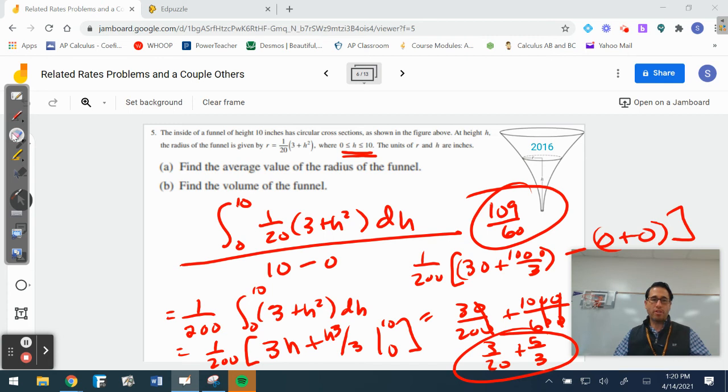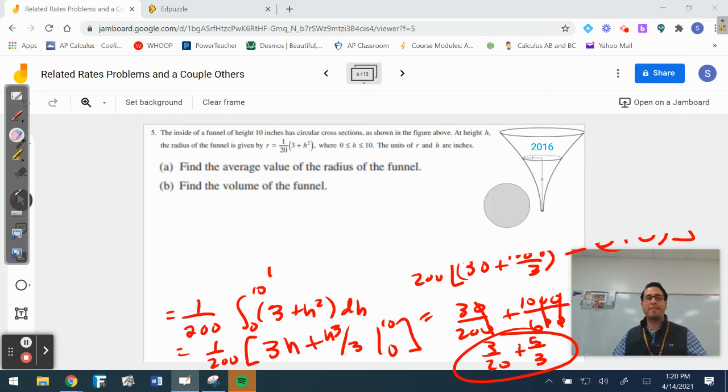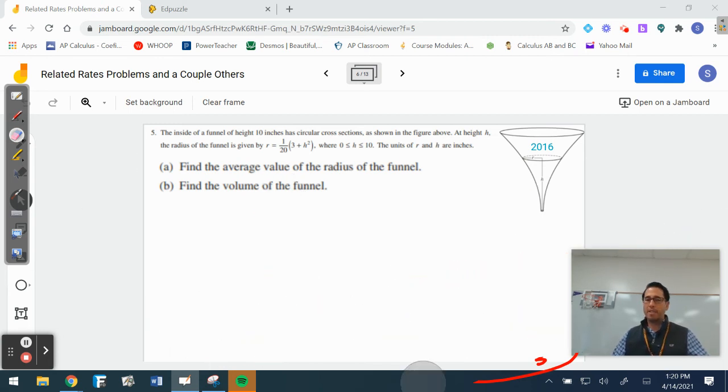Hopefully you tried it on your own. Remember, if you're pressed for time, don't worry about simplifying. Leave it like that, and I bet you they would give you full credit on that AP exam. You got 3 points for getting the integral correct, 1 point for getting the antiderivative correct, and 1 point for getting the answer correct. Find the volume of the funnel.